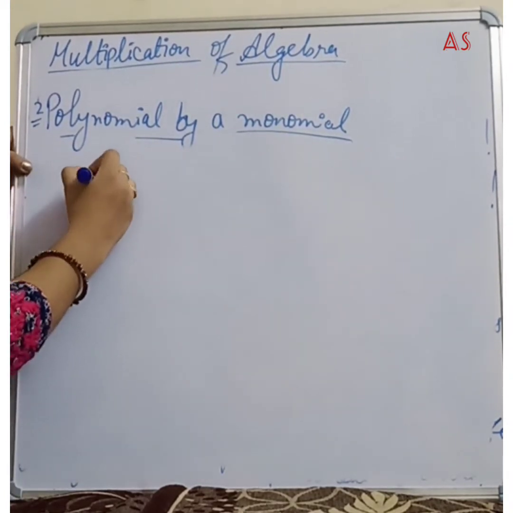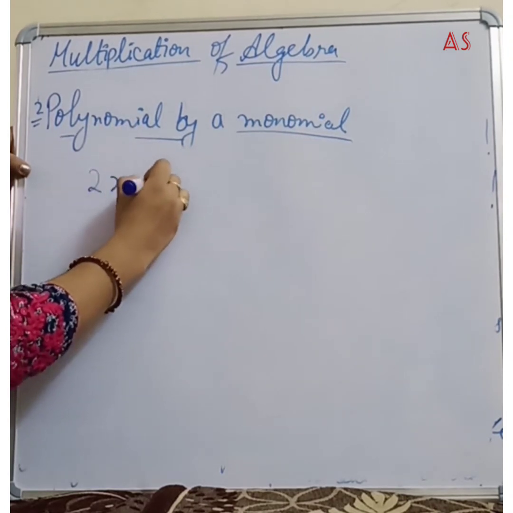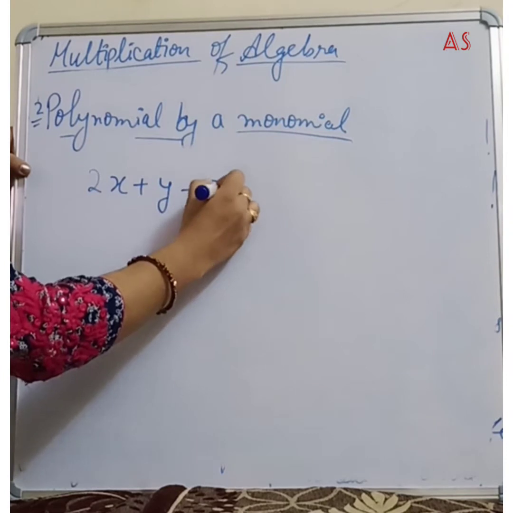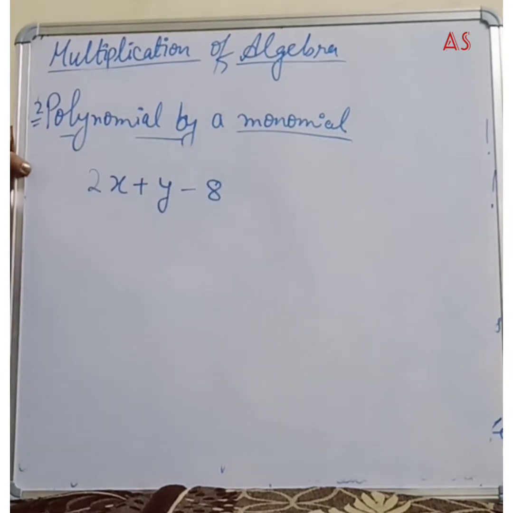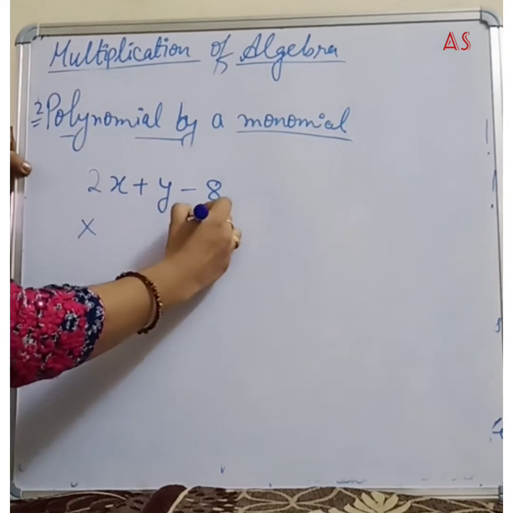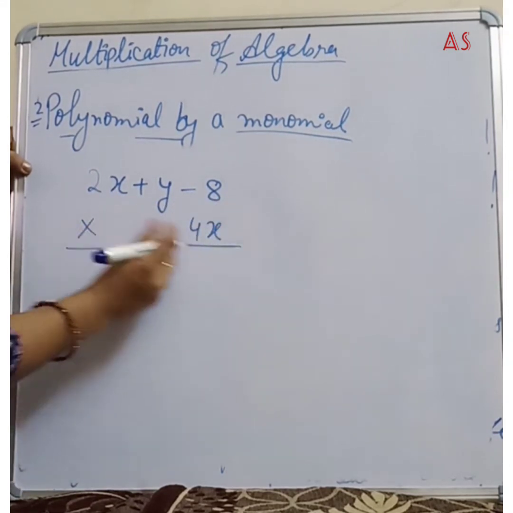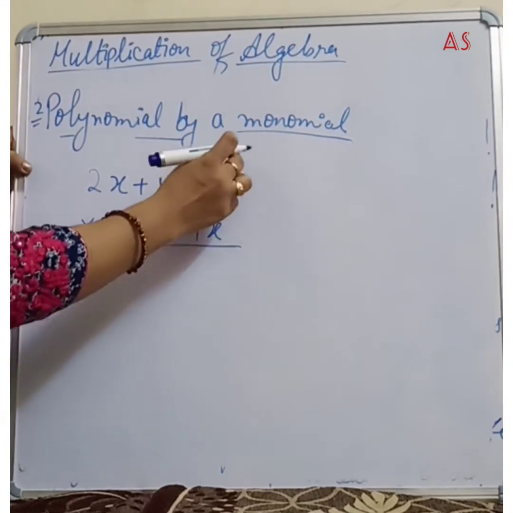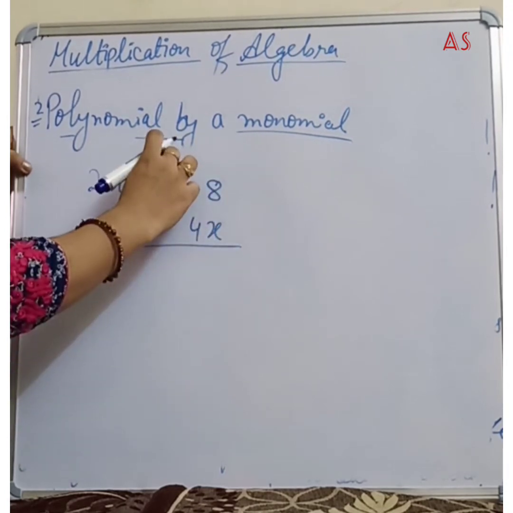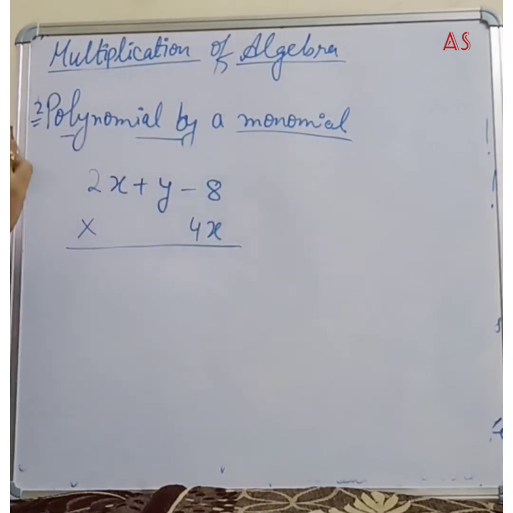Suppose same question with the different method. 2x plus y minus 8, if we will do with column method. So column method, now we have a 4x, so small number we will multiply. Firstly we multiply with first digit, then second term, then third term, like this. So this is called column method of multiplication of algebra.